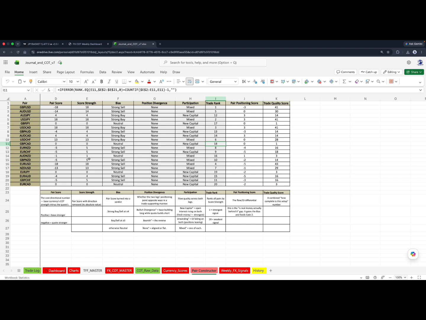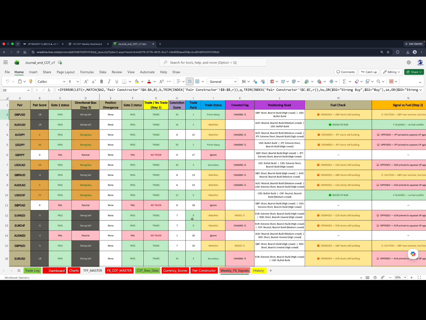Pair constructor, that then follows. It just adds the pair score, the score strength, the bias, participation, where money's flowing, gives you a trade rank, and then gives you a trade quality score, which then filters into the very last tab, which is the weekly FX signals tab, and that's the dashboard. So out of all those previous tabs, this is the culmination of all of that. And I appreciate that looking at this with as many colors on it.